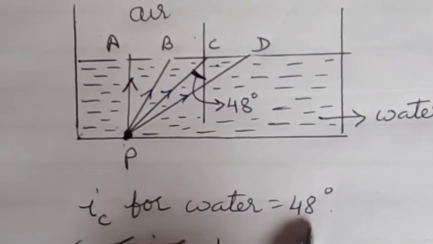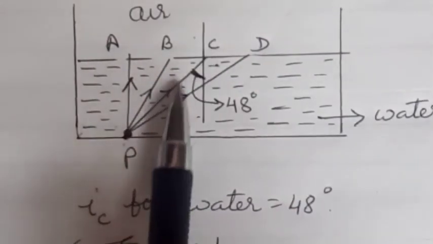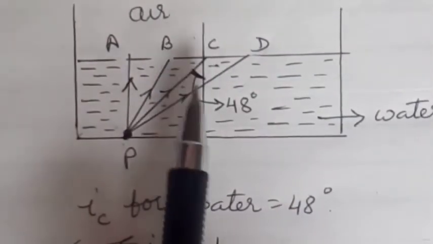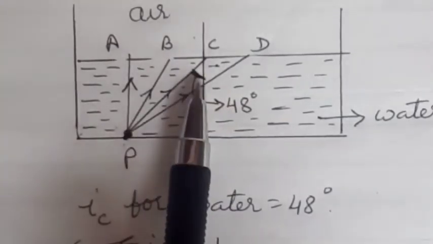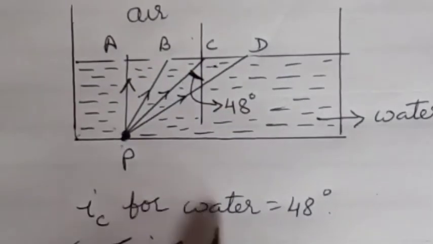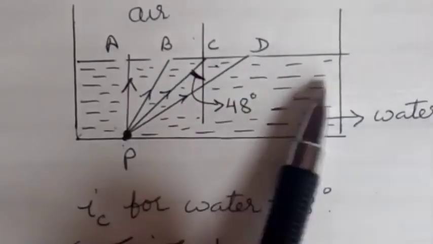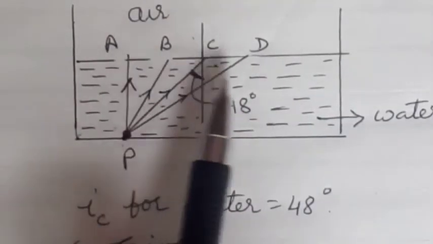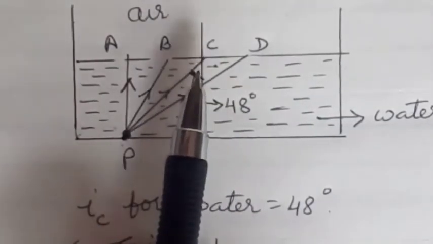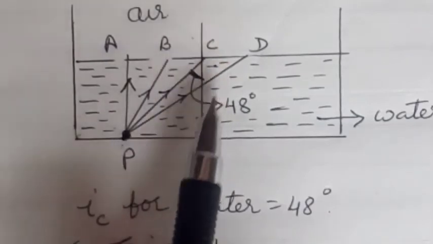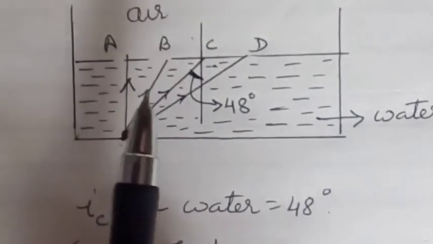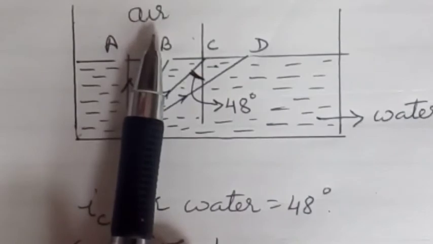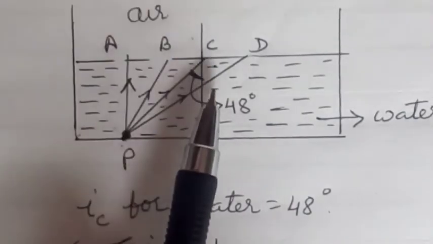we can see from this diagram that for ray C, the angle of incidence is equal to 48, and that is equal to the critical angle for water. So how to complete each of these rays as they emerge out? What happens from water to air? They are going from the denser to the rarer medium. So let us see how to draw the diagram.